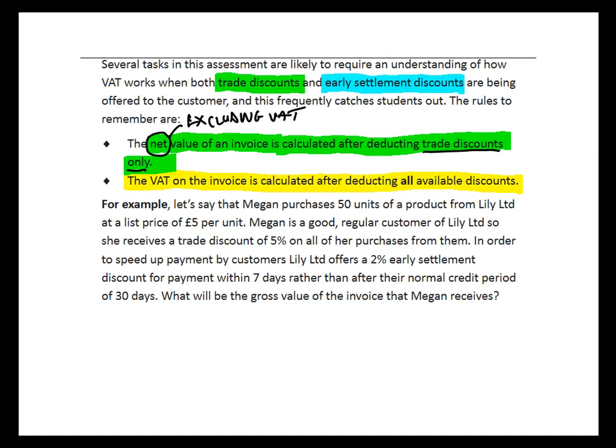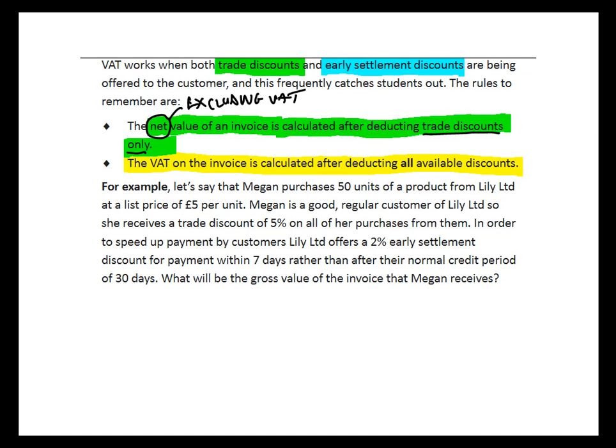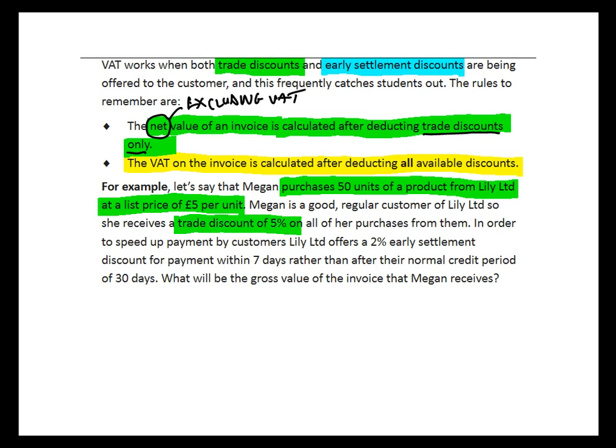Well, let me show you how that would work with a simple example here. So let's say that Megan purchases 50 units of a product from Lilly Limited at a list price of £5 per unit. Megan is a good regular customer of Lilly Limited, so she receives a trade discount of 5% on all of her purchases. Now that basically means she's not going to pay the full list price. She's not going to pay £5 per unit. She immediately gets a 5% discount on that.